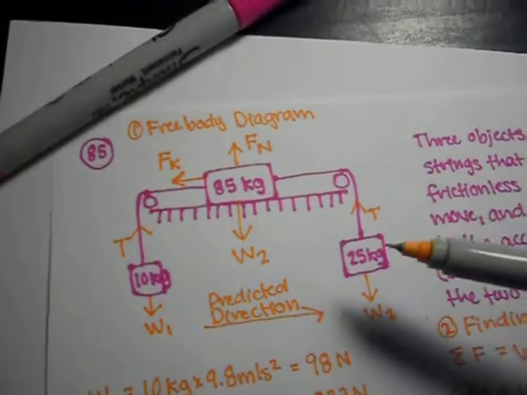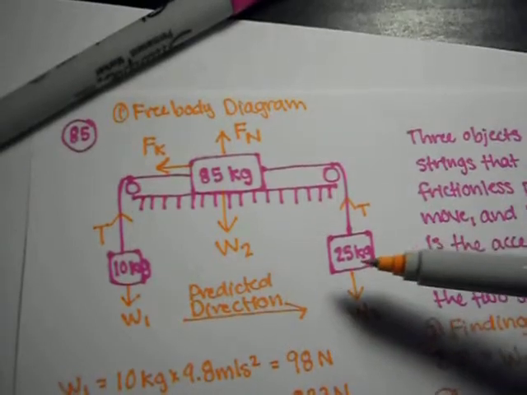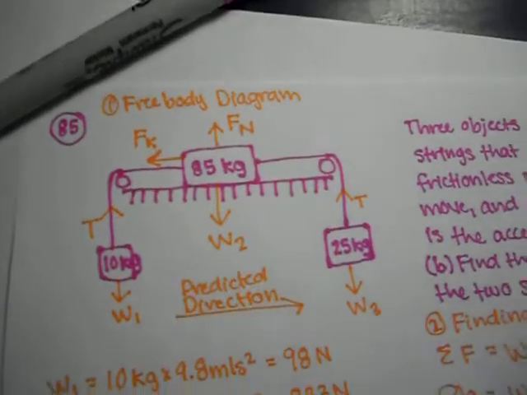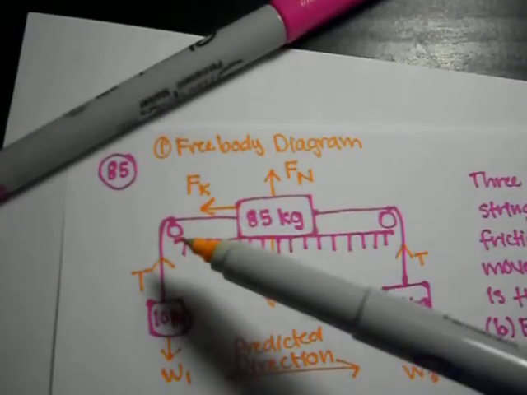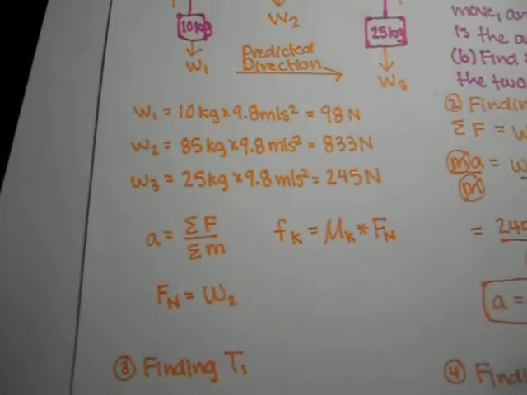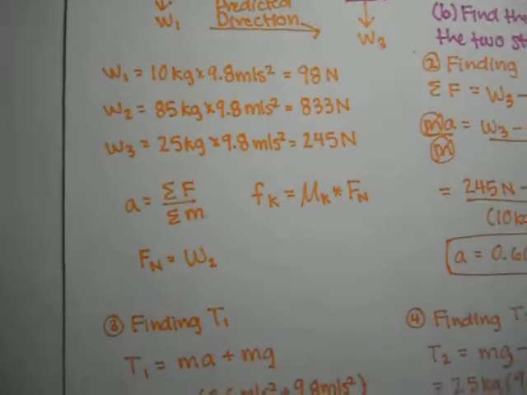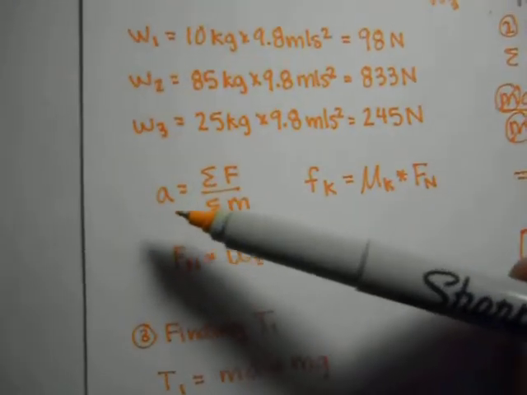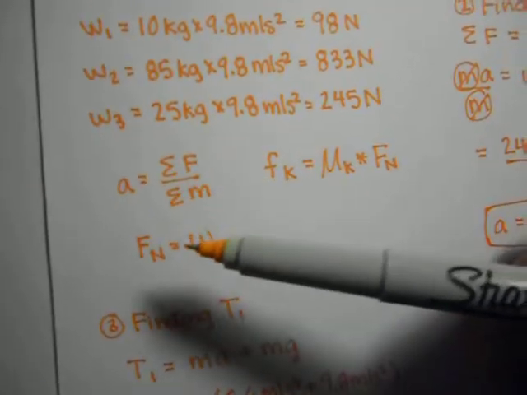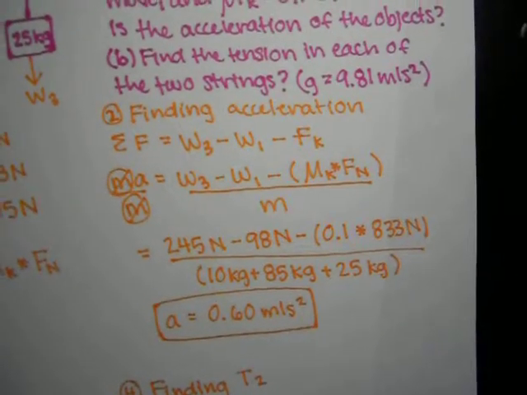We predict that the system will accelerate towards the larger mass of 25 kilograms, and thus kinetic friction will act in the opposite direction. You can calculate the weights of each of the masses as shown. We will calculate acceleration through the expression a is equal to the summation of the forces over the summation of the masses. Our second step is to find acceleration.